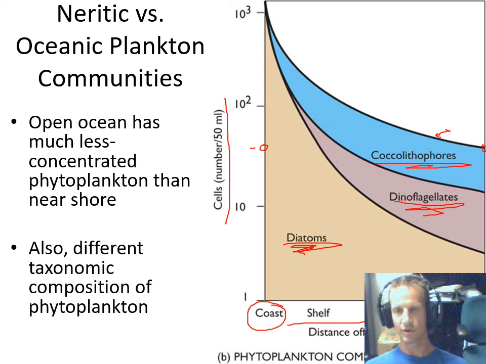So it's not just that the total amount of plankton is changing, but the types of plankton change. And one of the types of plankton change that I'd like you to know is that there's more diatoms generally in the nutrient-rich waters near shore, and more other types of plankton in the less nutrient-rich waters further from shore.